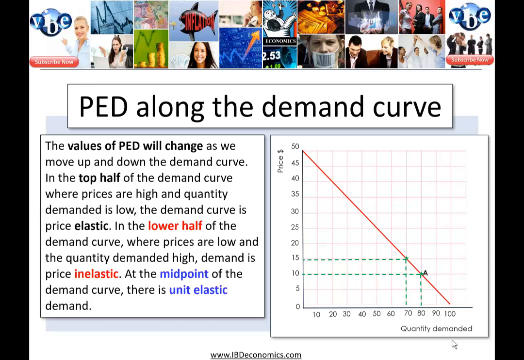So here we are in the lower half. Now, because the change in price results in a large percentage change, so we go from $10 to $15 there, that price increase is a 50% change, whereas the change in quantity demanded is relatively small, from 80 to 70, and that results in a relatively small percentage.